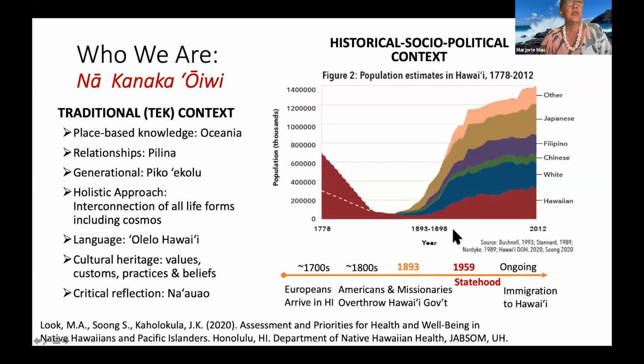And then over the years, there were a series of really systematic ways of eliminating how the indigenous population was able to participate in any political determination. And then we were illegally annexed, and then in 1959 became a state. And today, ongoing, there's still quite a bit of immigration to Hawaii.